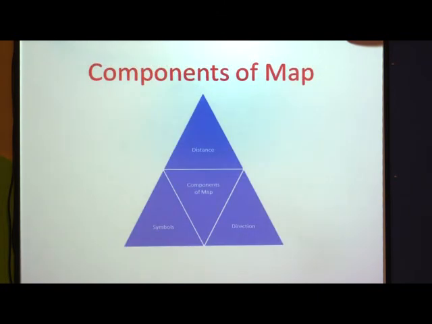Now, we will go to the next topic, that is the components of a map. What are these components of a map? There are three components of maps. They are distance, symbols and direction. It is very important. Every map should have distance, it should have symbols, and it should show the direction. Now we will go in brief about these three components of maps.